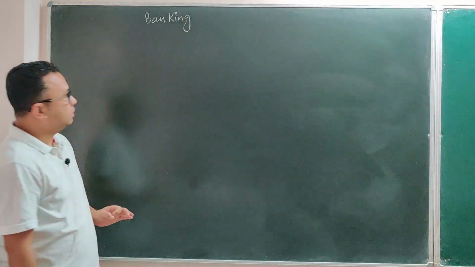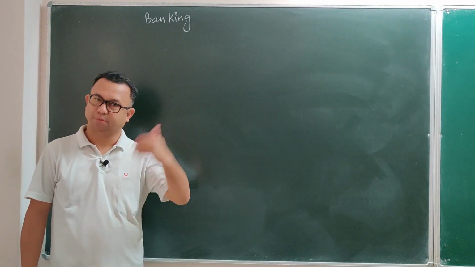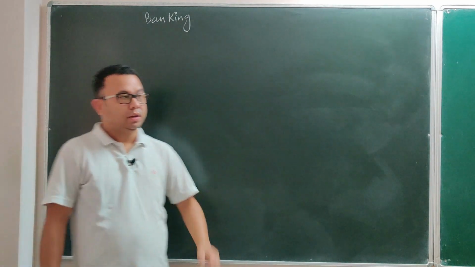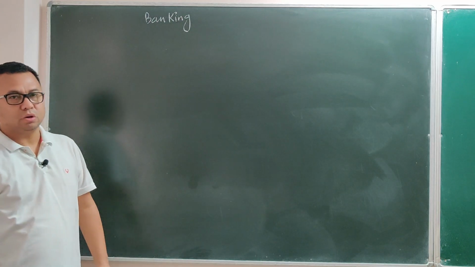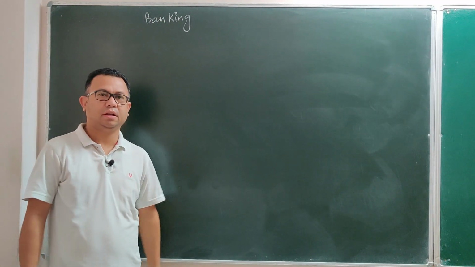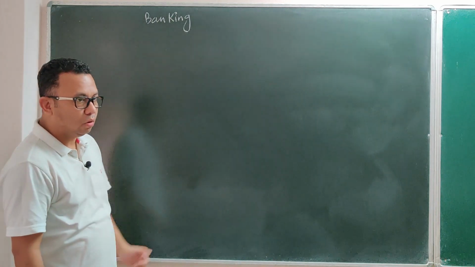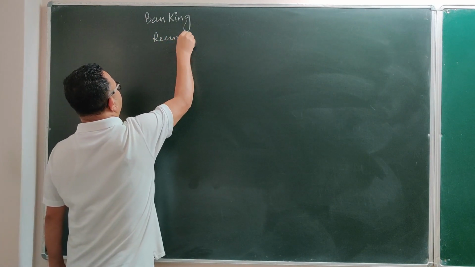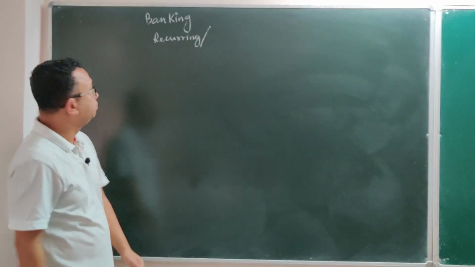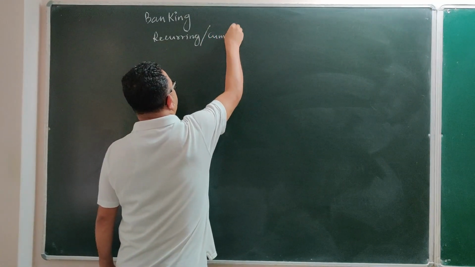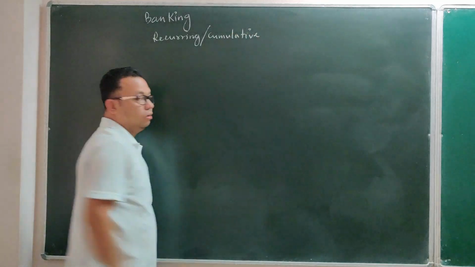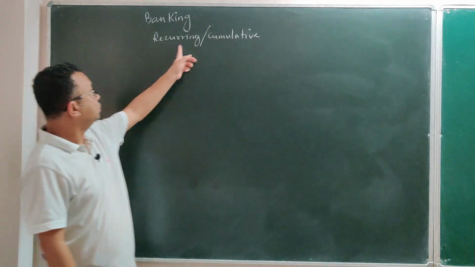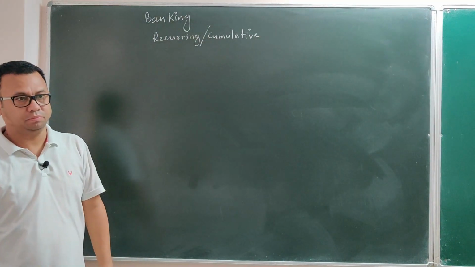But your ICSE syllabus does not have this saving bank account. Previously, maybe 5 years back, we had this saving bank account which you had to study, but now you don't need to. The second kind of account is called recurring bank account. Recurring is also called cumulative. Let me write here: recurring bank account or cumulative bank account. You only have to restrict yourself to recurring or cumulative bank account, which is what is there in your syllabus.